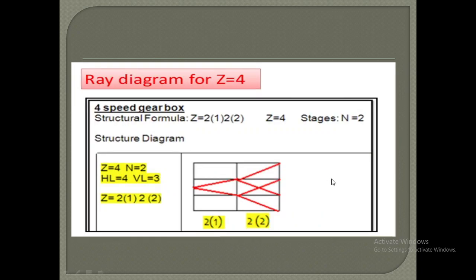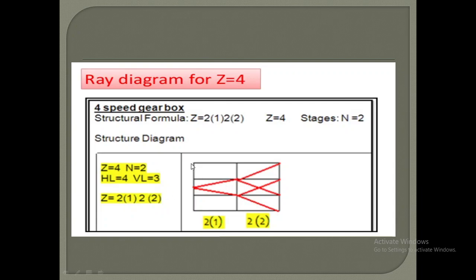We will take one example: ray diagram for z is equal to 4. You know the structural formula: z is equal to 4, 2 into 2, and x is equal to 1, then x2 is equal to p1, so you will get 2. Already we have seen how to find the structural formula. Then z is equal to 4, and 2 stages are there.